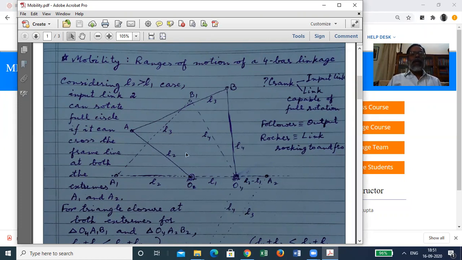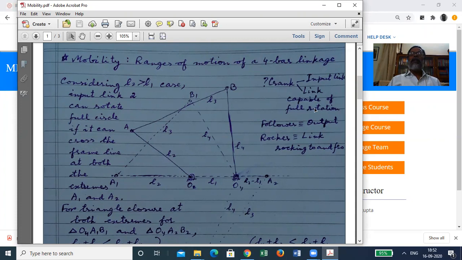So here we have a 4-bar mechanism in which L1 is the frame, it is a fixed link, and then L2, L3, L4. Okay, the other 3 links. Now, this is typically the terminology to denote the 3 moving links. The input link is typically called crank. However, that actually fouls with another meaning of crank. Crank has another meaning, which is a link capable of full rotation.